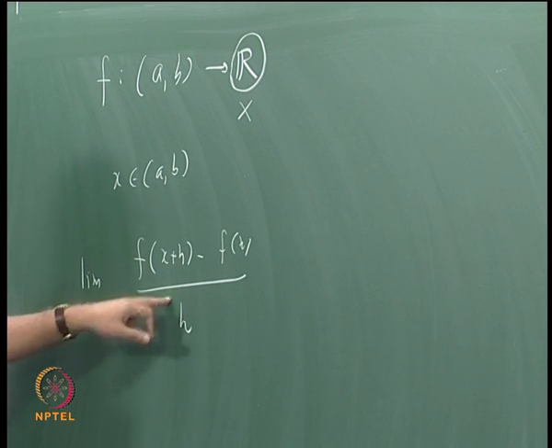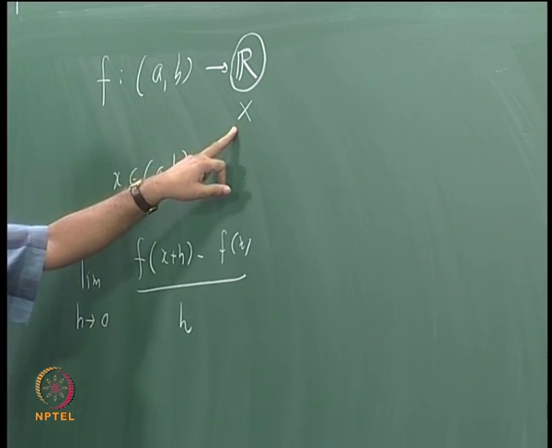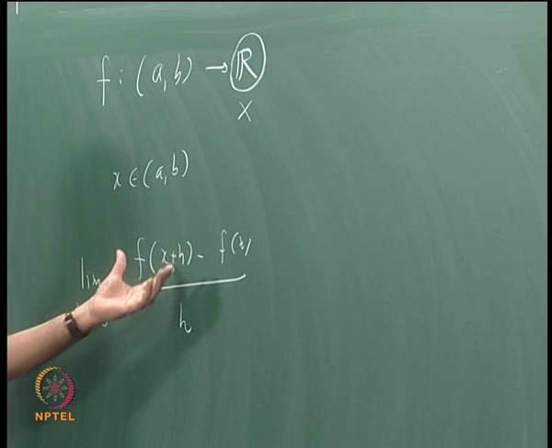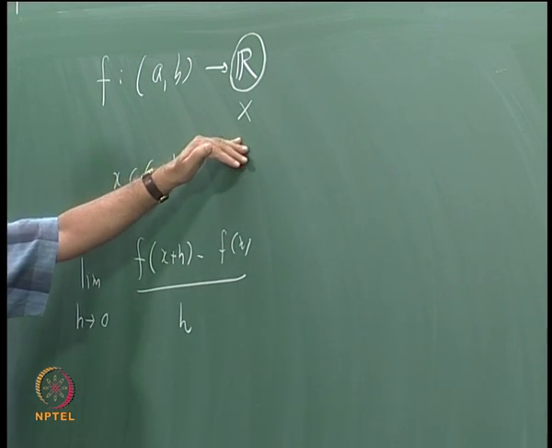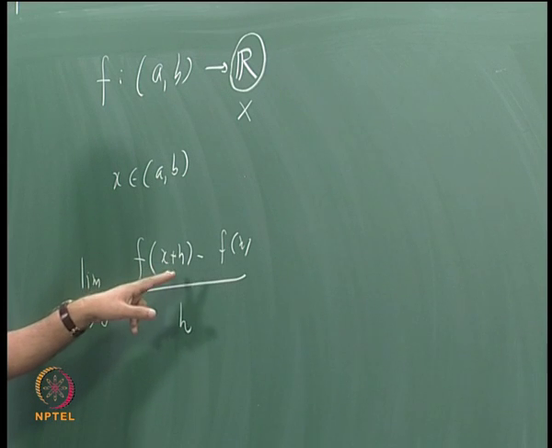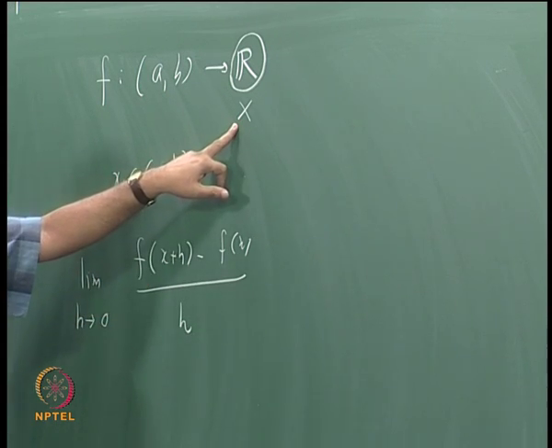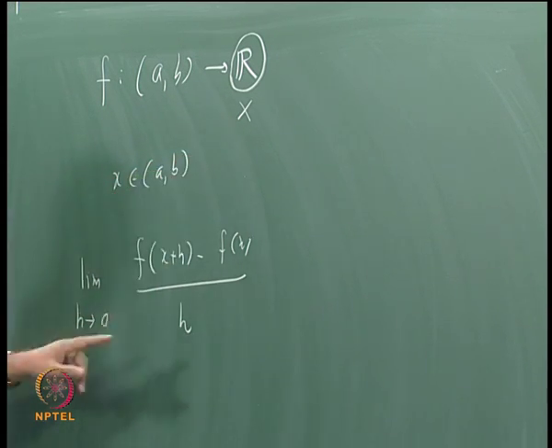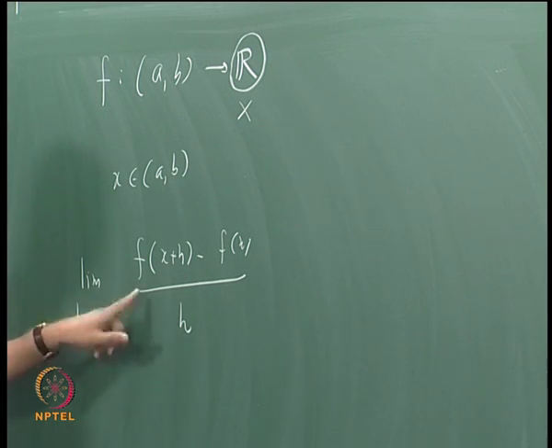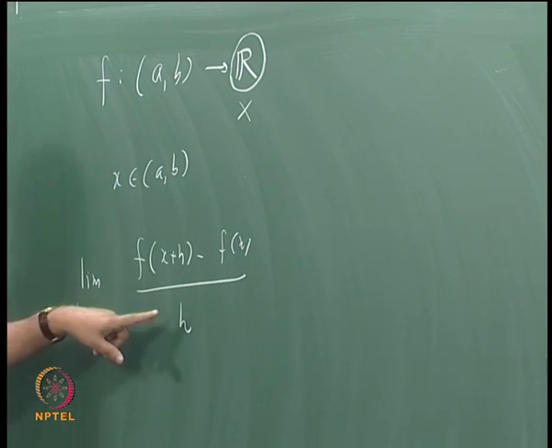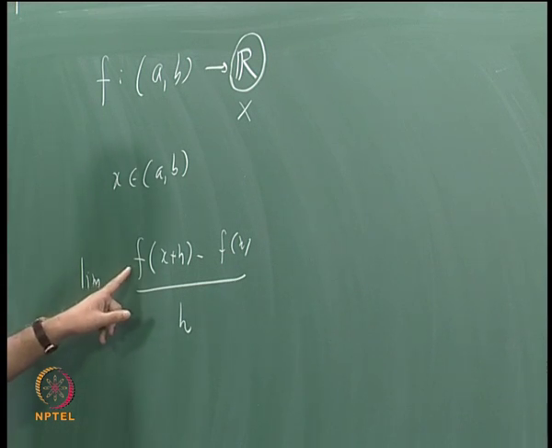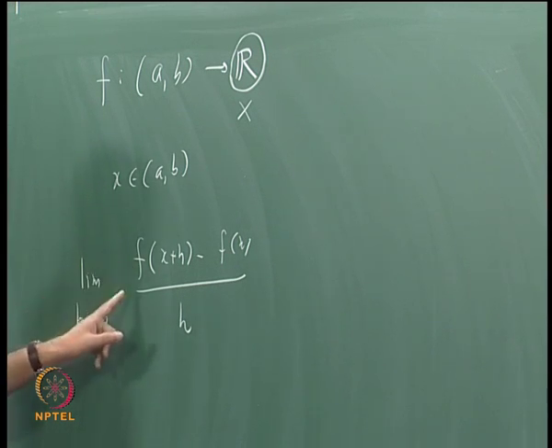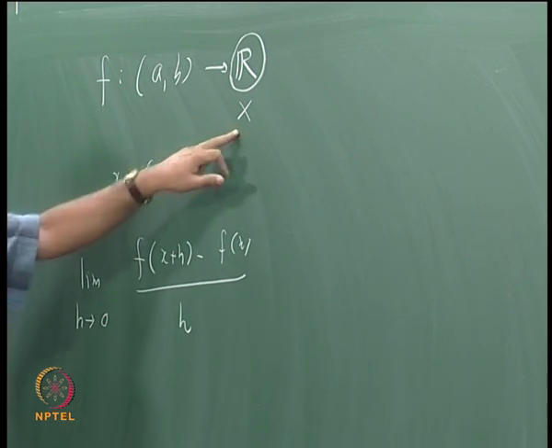So obviously this cannot be an arbitrary set X. There has to be some meaning of subtracting two elements. In other words, there has to be some algebraic structure in X. So addition or subtraction of two elements in it must make sense. Not only that, this 1 by h is a real number, so you are multiplying by that. So multiplying a real number to an element of X also should have some meaning.